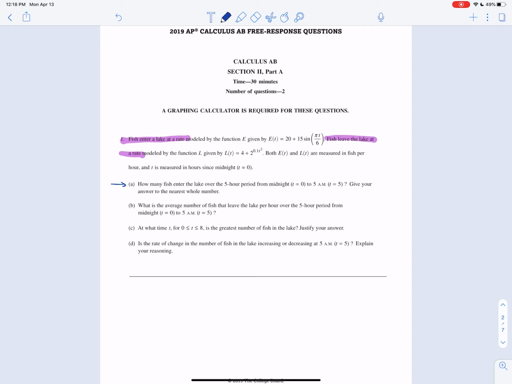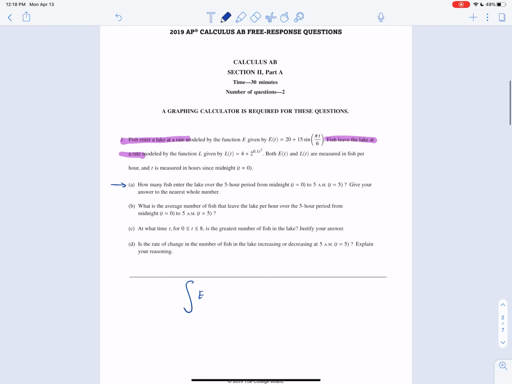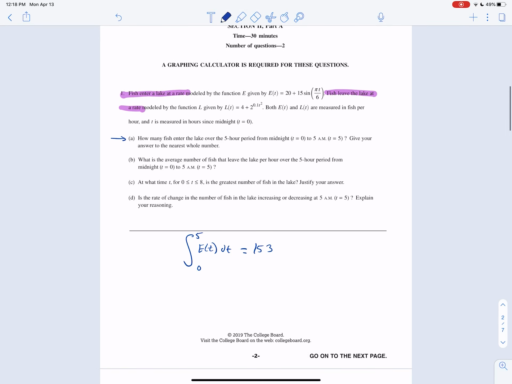Okay, so that's a quick integration. Since we're only focusing on the rate at which fish enter, we're going to integrate E of t, in this case from 0 to 5. According to the scoring guideline, to the nearest whole number, it'll be 153. No need for units. That's basically it there.